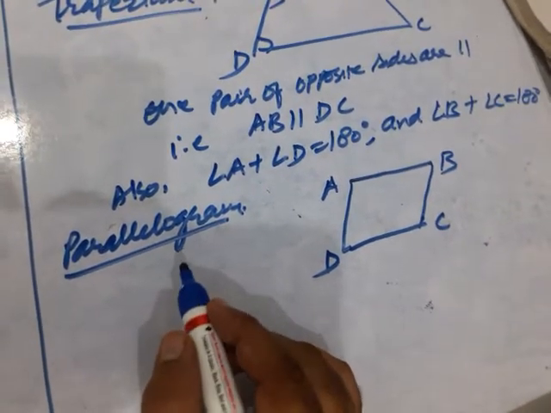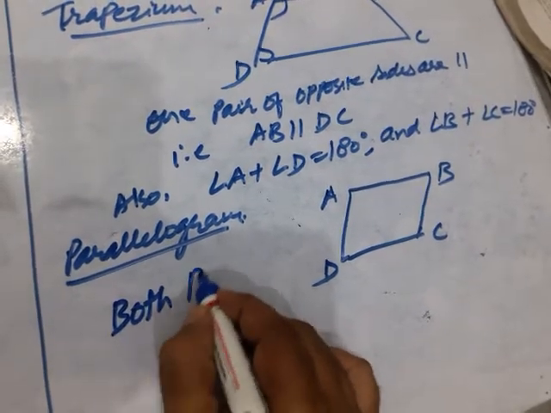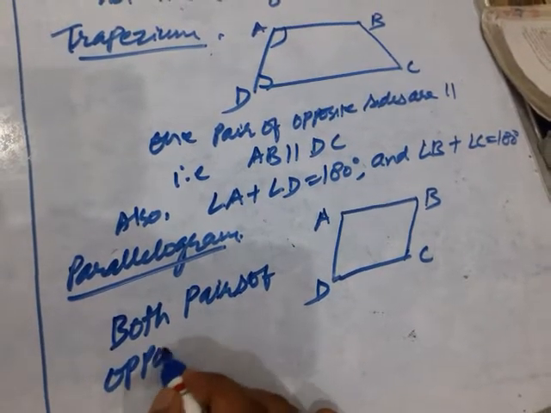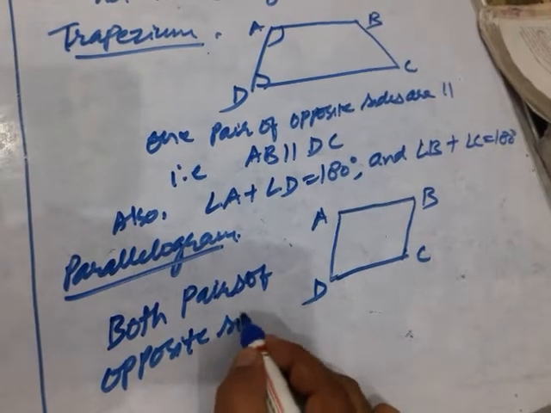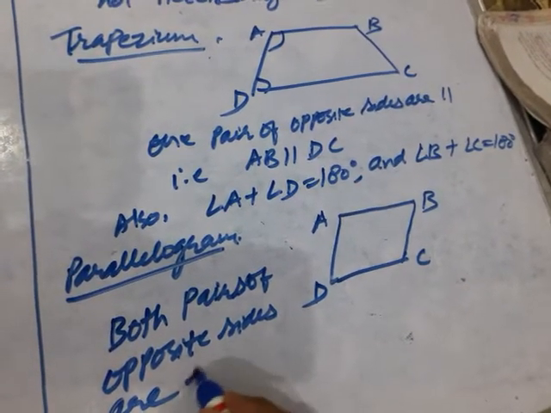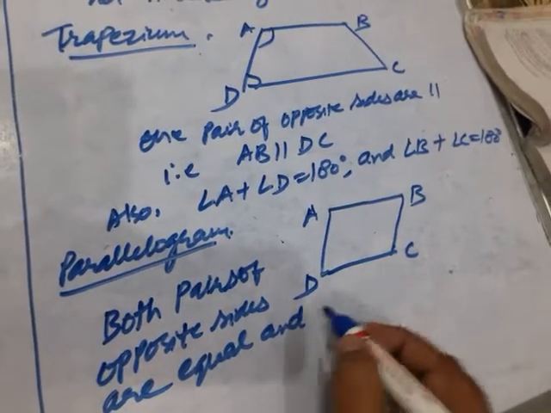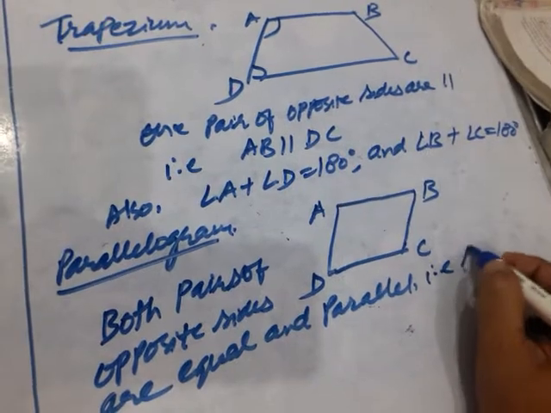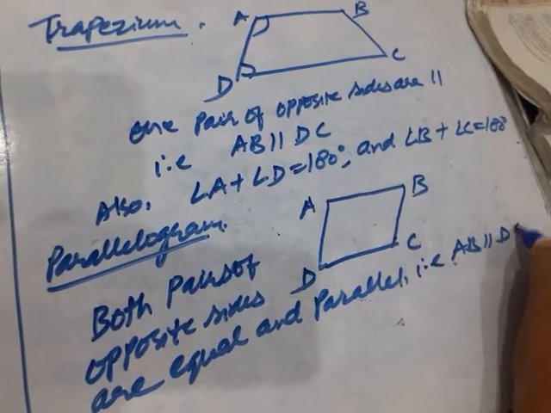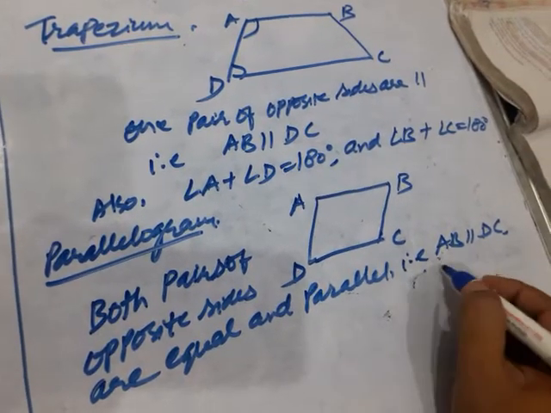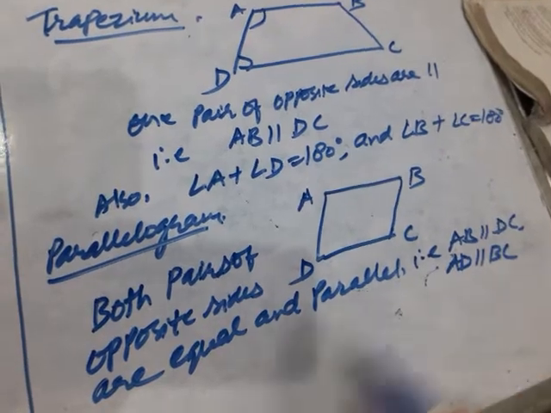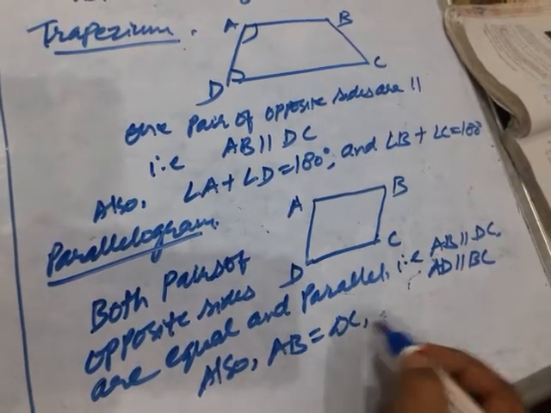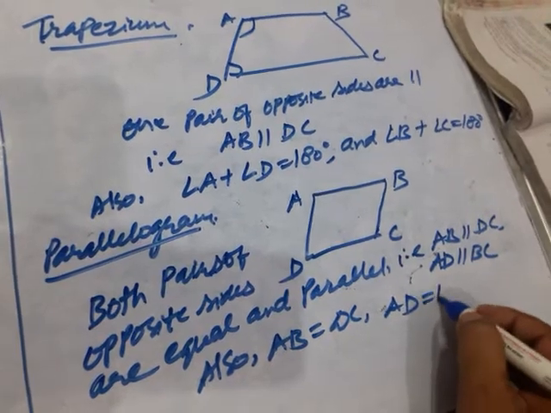That is, both pairs of opposite sides are equal and parallel. That is, AB is parallel to DC, and AD is parallel to BC. Also, AB equal to DC and AD equal to BC.